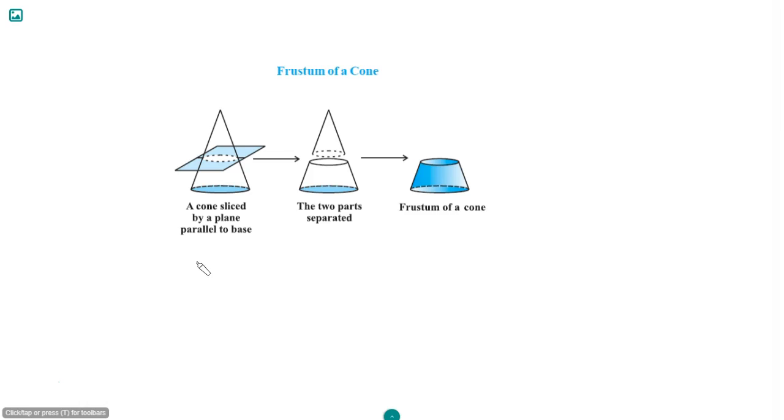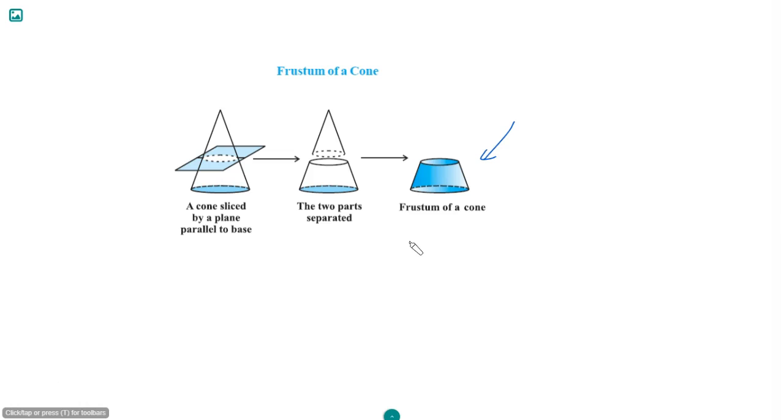The last section of this chapter talks about frustum of a cone. Now, frustum of a cone is a shape that looks like this, and it's obtained by cutting a cone by a plane parallel to the base. So if you cut this cone and remove the top portion, you will get a frustum of a cone.